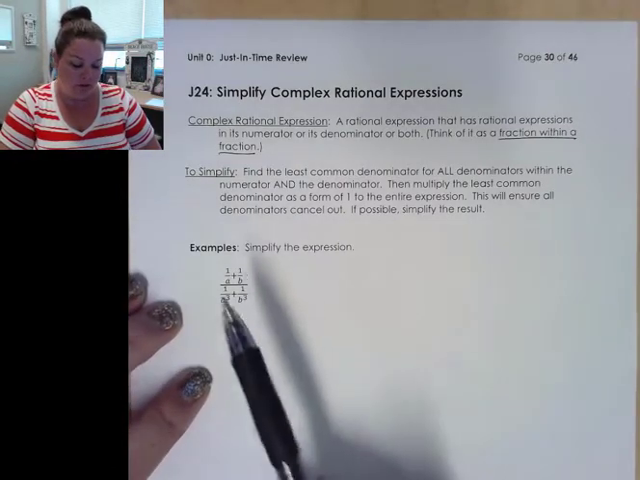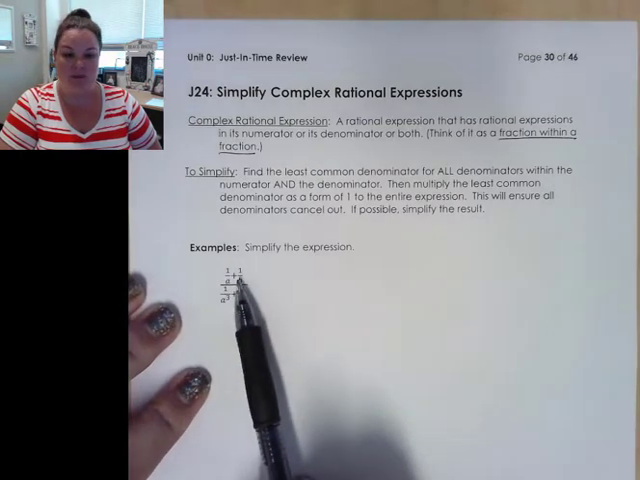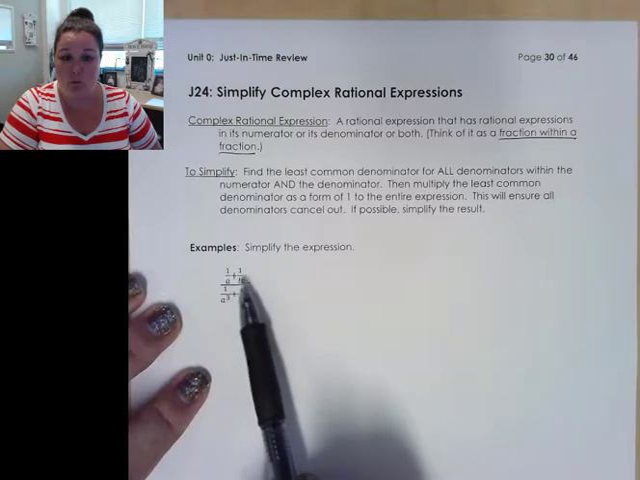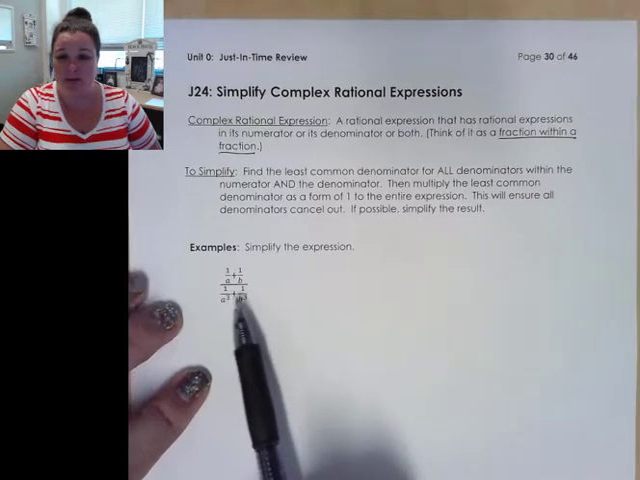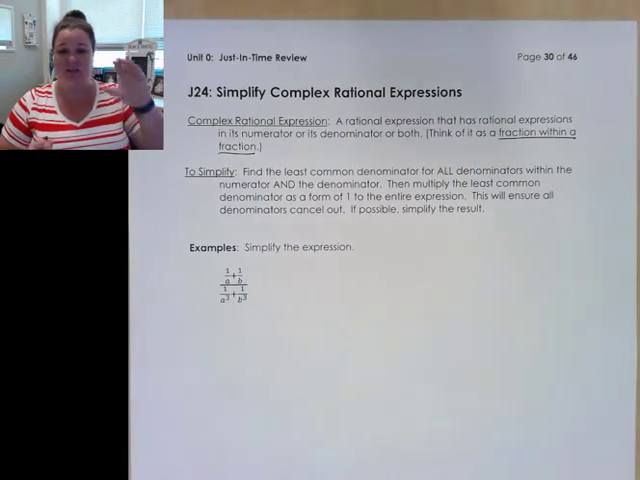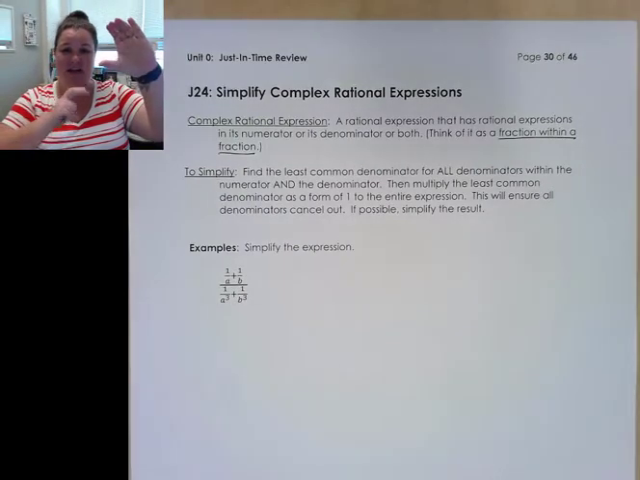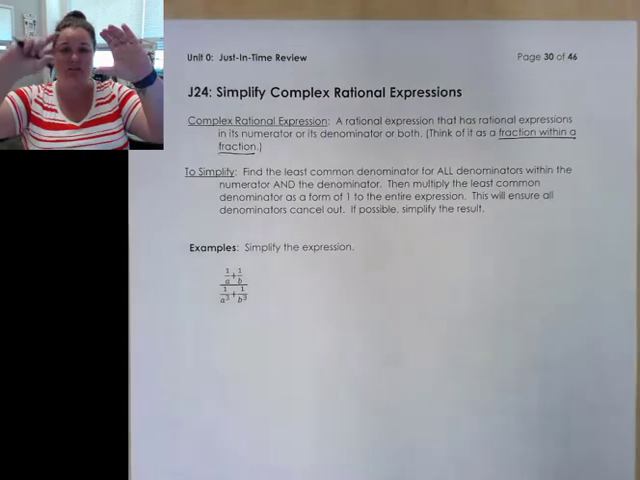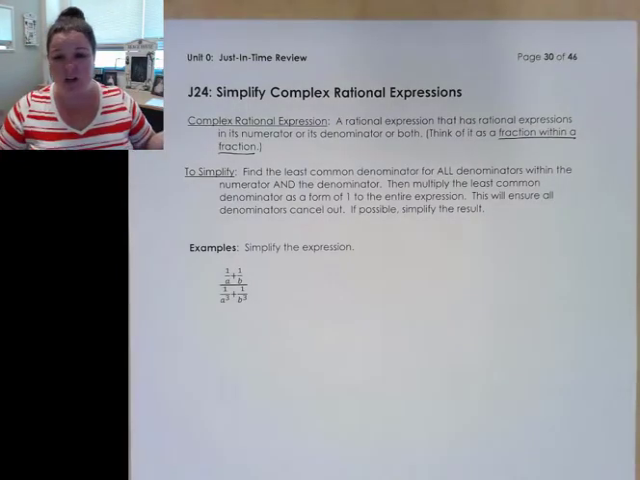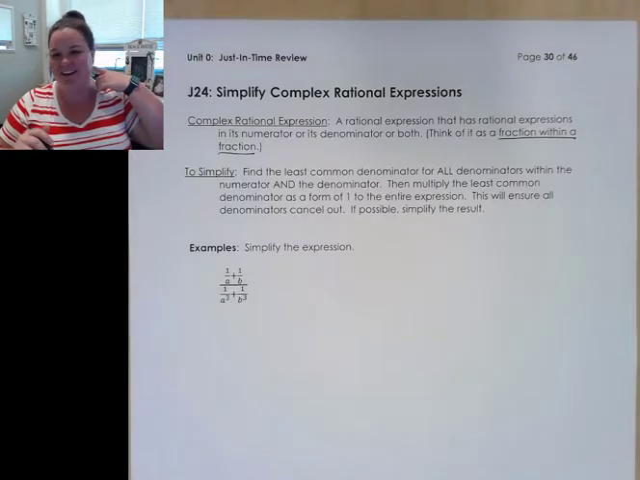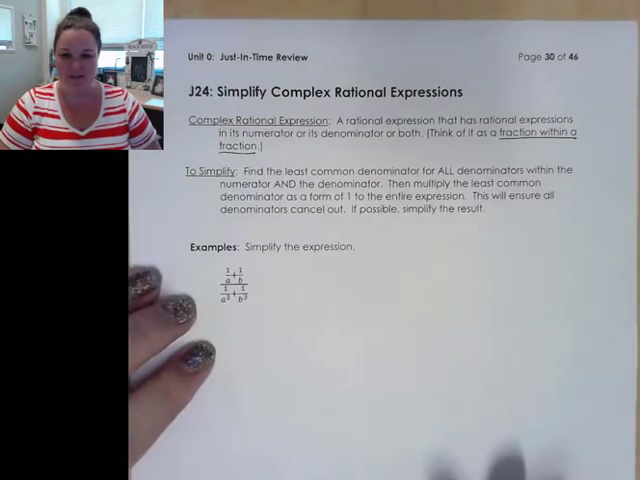So normally if we were going to solve this, we would have to combine the two fractions on the top to make one fraction, and then combine the two fractions on the bottom to make one fraction. And then once we have it as one fraction divided by one fraction, we can flip and multiply by the reciprocal, which is a whole lot of work, right? So we're not going to do it that way. We're going to do it a different way.